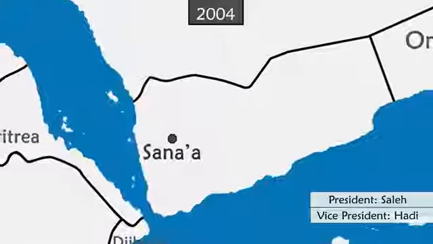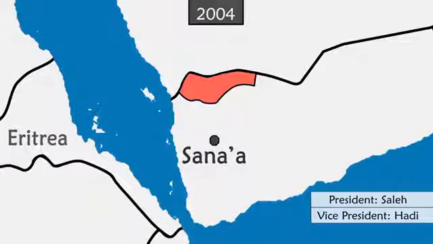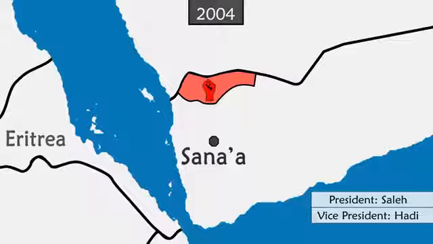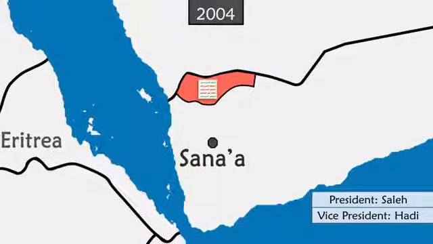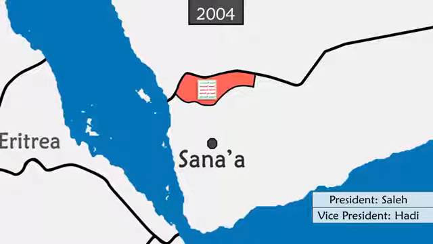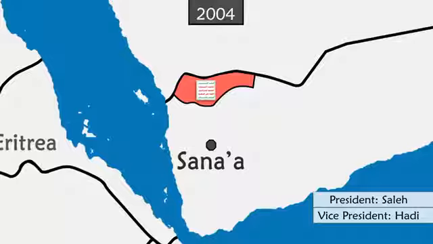In 2004, Zaydi Shia tribes in the north complain of being marginalized and begin a new insurrection. The rebels call themselves Houthis, which is the name of their leader killed the same year by the army. The group is ideologically anti-American, anti-Semitic and anti-Zionist.